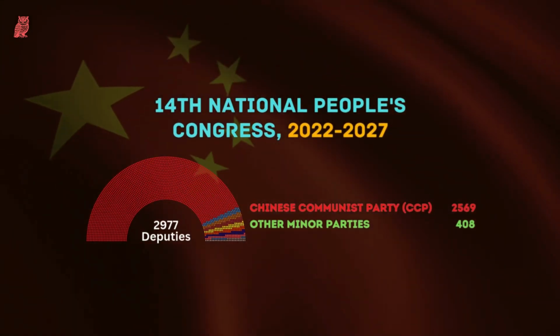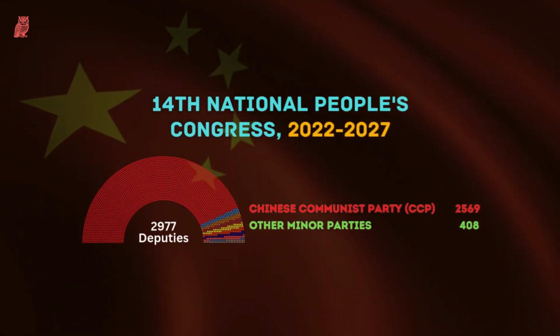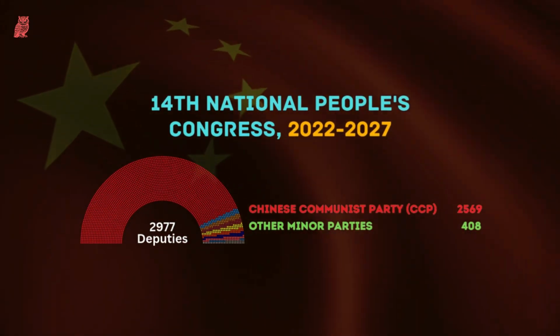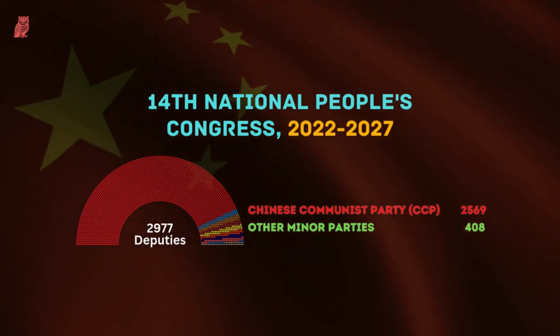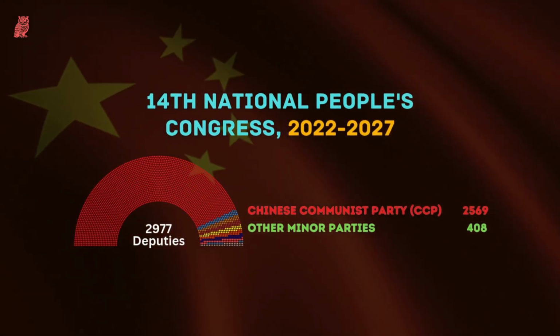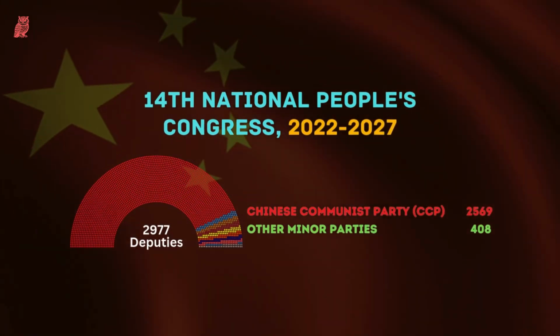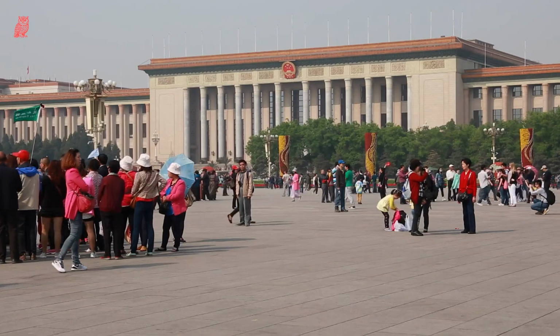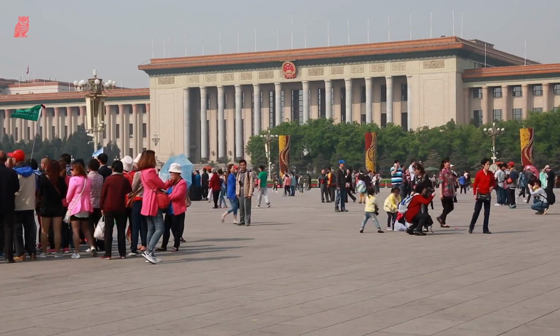Currently, 2,569 of the 2,977 NPC members are from the Communist Party, while the remaining 408 belong to 8 minor political parties. However, these smaller parties do not serve as the opposition. Instead, they act as advisory bodies that collaborate with the Communist Party on various matters, including policy formulation.